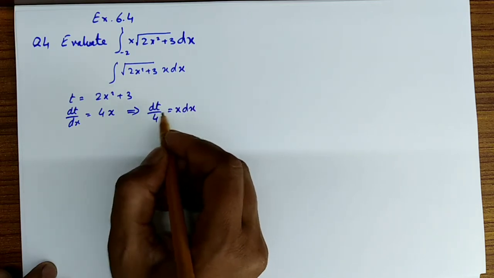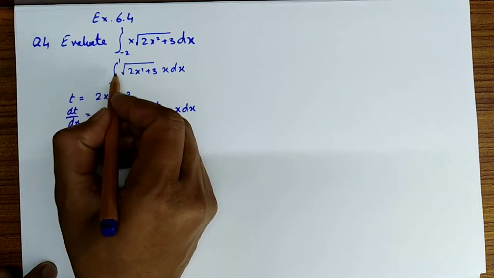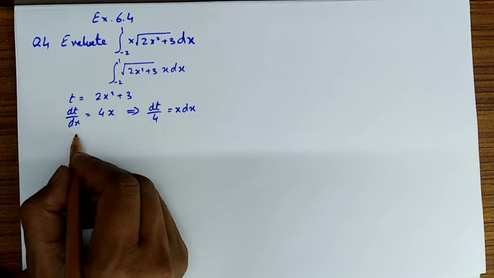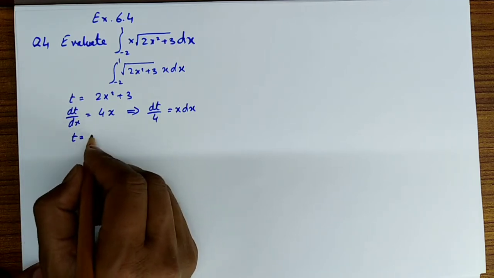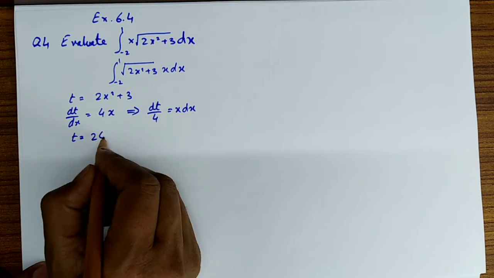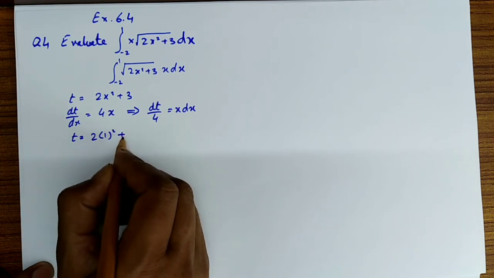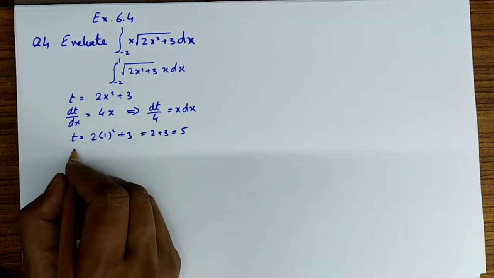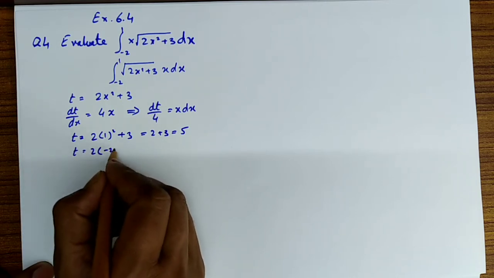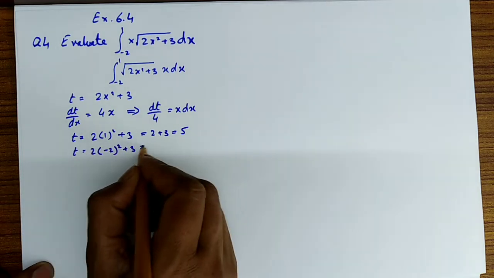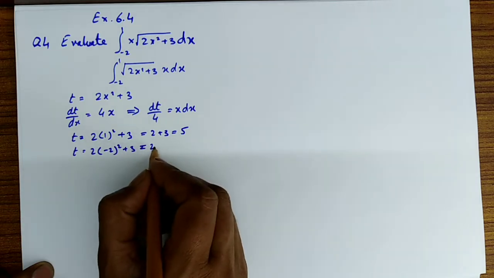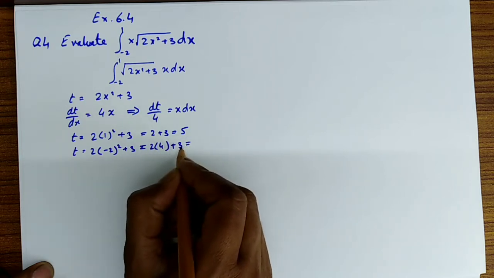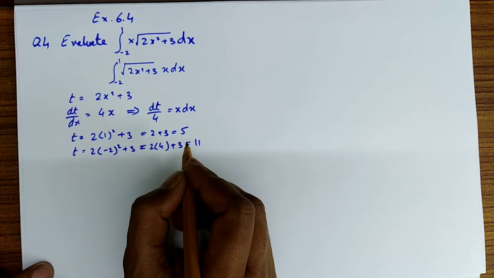gives the value of x dx. Now change the limits by putting the values into t. The upper limit, 1 square plus 3, gives 2 plus 3, which is 5, and the lower limit, t equals 2 into minus 2 square plus 3, gives 2 into 4 plus 3, 2 4s are 8, 9, 10, 11. So these are our new limits.